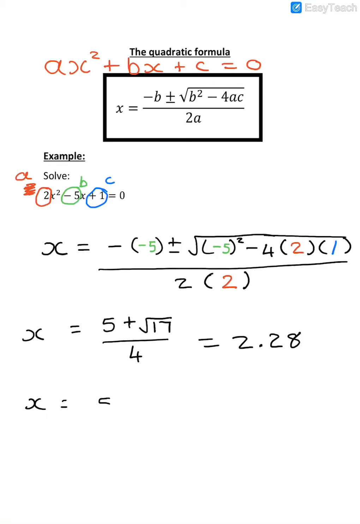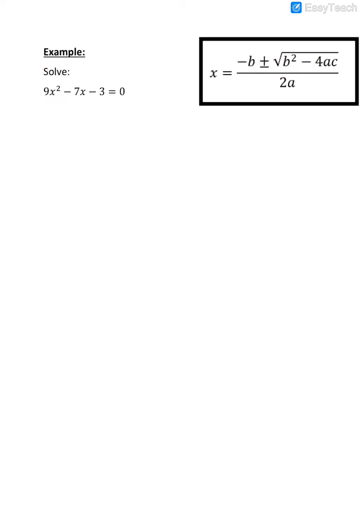And when you do, this time, you should get x equals 5 minus the square root of 17 over 4, which, if you press the SD button again, is 0.22. So those are the 2 x values. So what this means is it's at these 2 points that the graph will go through the x-axis. Okay, let's do another example.